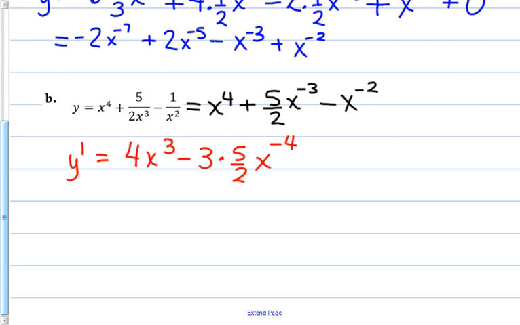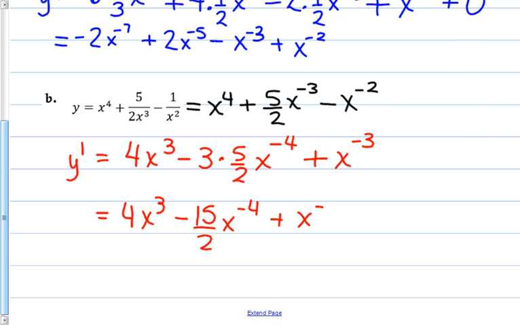Okay, next I'm bringing the negative 2 to the front, so that minus is going to become a plus, and then x, and then I have to subtract 1. So 4x cubed minus 15 halves x to the negative fourth plus x to the negative third.